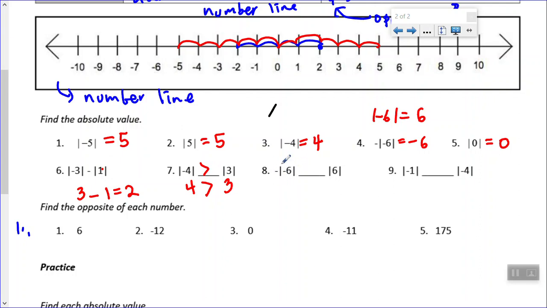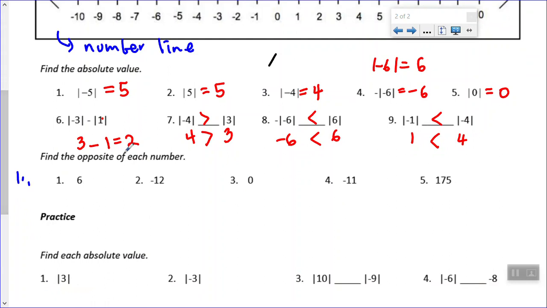Here, we already found negative absolute value of negative 6 is negative 6, right? This is the same question as number 4. So negative 6. Absolute value of 6 is 6. Which is bigger? 6 is bigger. Absolute value of negative 1 is 1. Absolute value of negative 4 is 4. 4 is bigger.